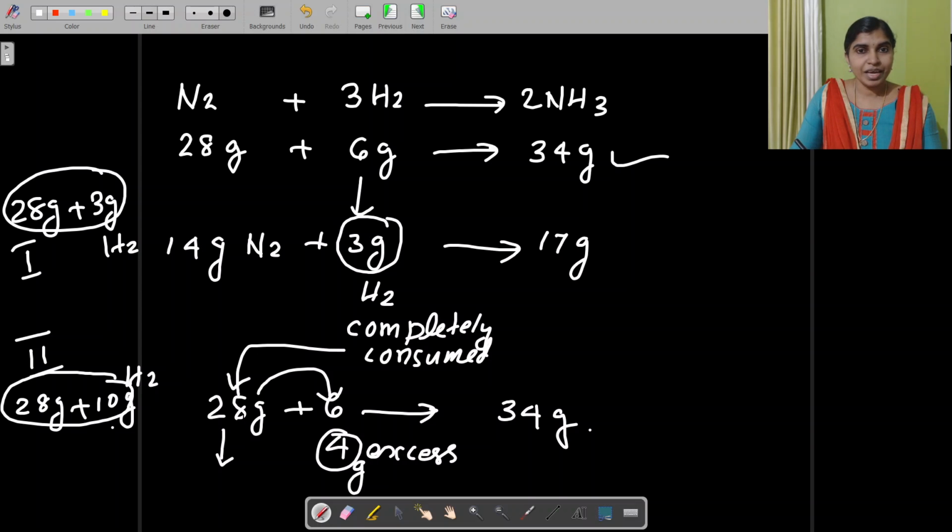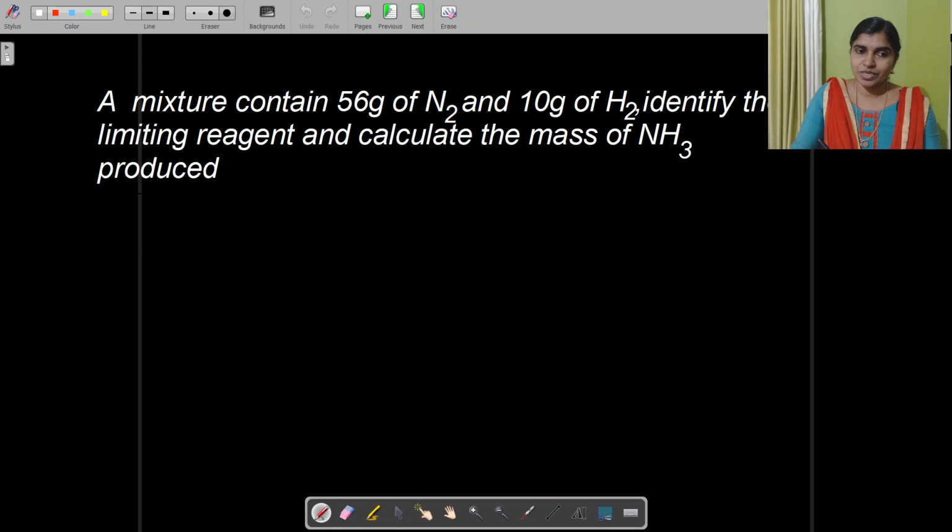This nitrogen limits the amount of product formed, which is completely consumed. That is the limiting reagent. In both the cases, in the first case, hydrogen is the limiting reagent, and in the second case, nitrogen is the limiting reagent. So the limiting reagent depends upon the amount of reactants. Okay. Then see, as an example, a question.